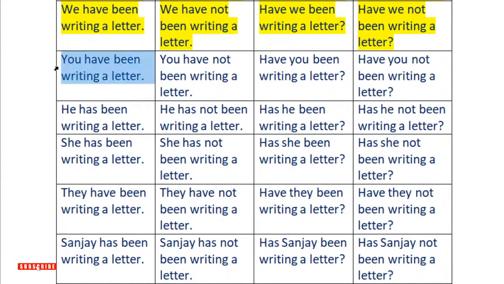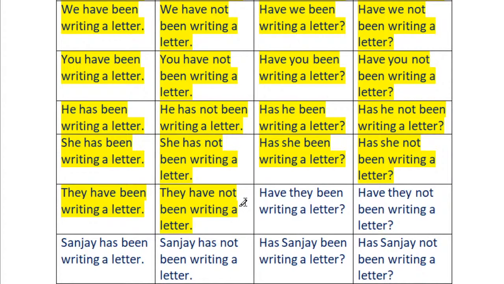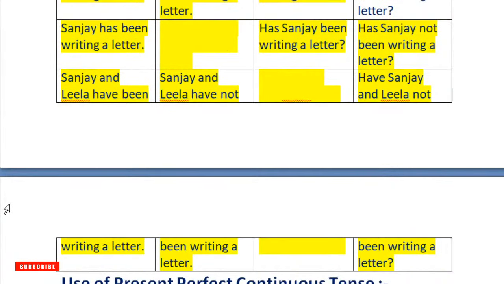Then you have been writing a letter, you have not been writing a letter, have you been writing a letter, have you not been writing a letter. Then he has been writing a letter, he has not been writing a letter, has he been writing a letter, has he not been writing a letter. Then she has been writing a letter, she has not been writing a letter, has she been writing a letter, has she not been writing a letter, they have been writing a letter, have they been writing a letter. So these are the sentences.